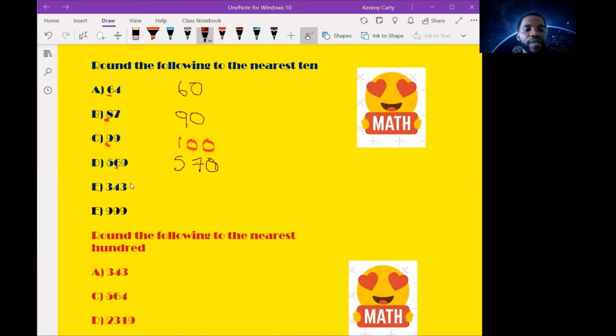All right, 343. In the tens position, you have 4. To the right of 4, you have 3, and 3 is less than 5, which means that 4 will come back. So you're going to have 340.